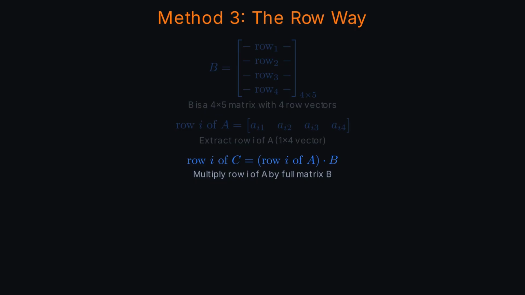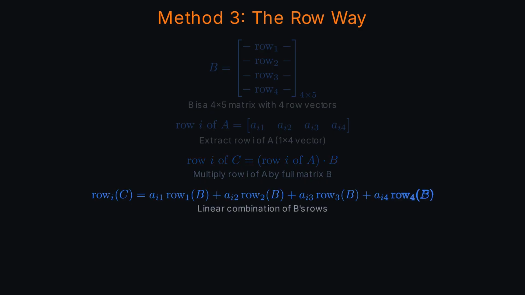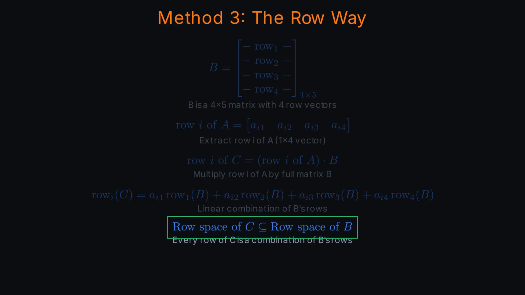Every row of C is a linear combination of B's rows. The coefficients are the entries of row i of A, Ai1, Ai2, Ai3, Ai4. Row i of C equals Ai1 times row 1 of B plus Ai2 times row 2 of B plus Ai3 times row 3 of B plus Ai4 times row 4 of B. And this immediately tells us something important. The row space of C lives inside the row space of B.